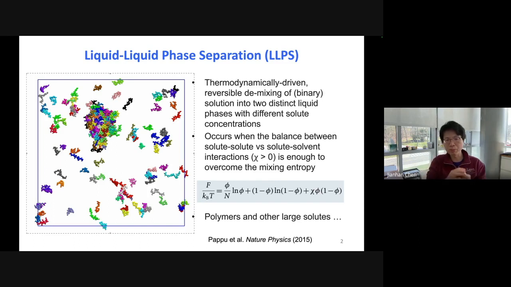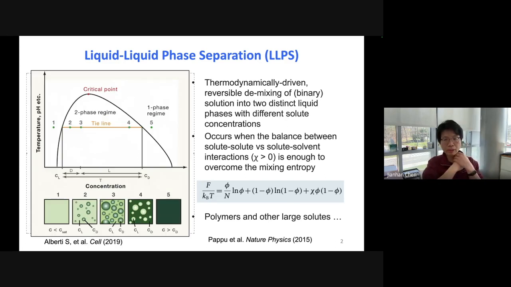This type of phenomenon is really well known, and this little equation shown here is called Flory-Huggins theory, for describing this kind of phenomenon. It is most frequently observed with polymers and other solutes. So this is really a fundamental phenomenon in physics.